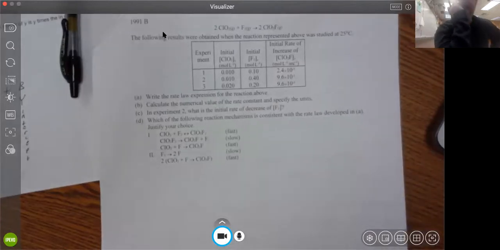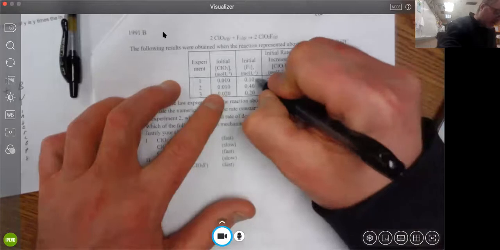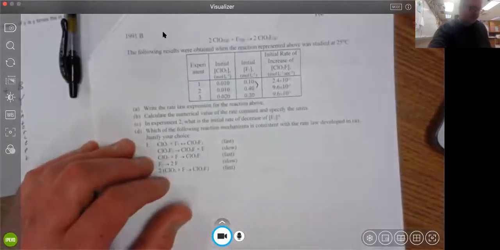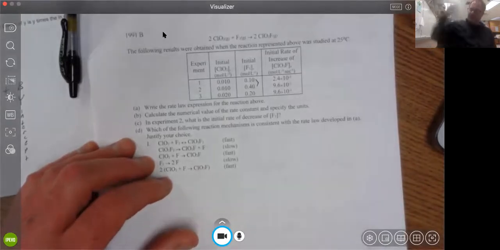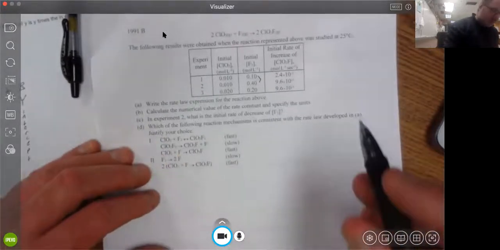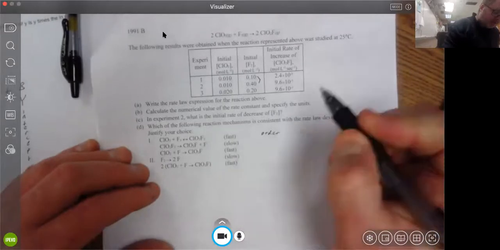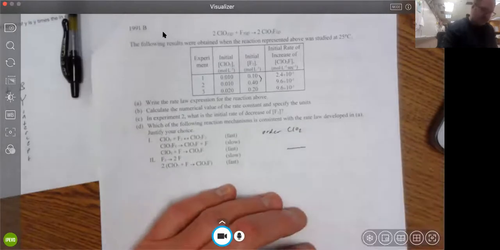Anybody see what the problem with this is? Looks to me like fluorine doesn't have one where it stays the same. Excellent, good. So you know that you can find fluorine like this, right? By using this one right here, you can find the order of fluorine. Yep. So if we take a look at that, we can find the order of fluorine. We can find the order of ClO2. All we got to do is take the same thing that we did before.